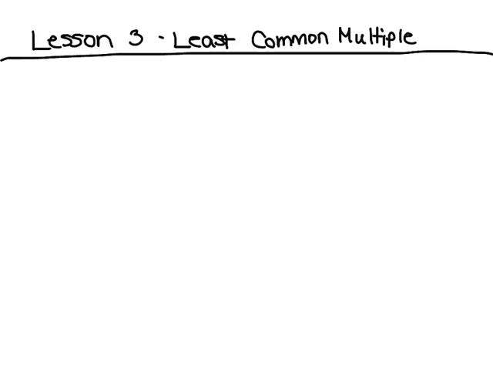Lesson 3, least common multiple. So least common multiple is the lowest multiple, something that you multiply to get, between two numbers. The difference between factoring and multiplying is factoring is the numbers that make up a number, so it's smaller than that number. And multiples are things that are bigger than the number. They go beyond. So 4 is a multiple of 2.